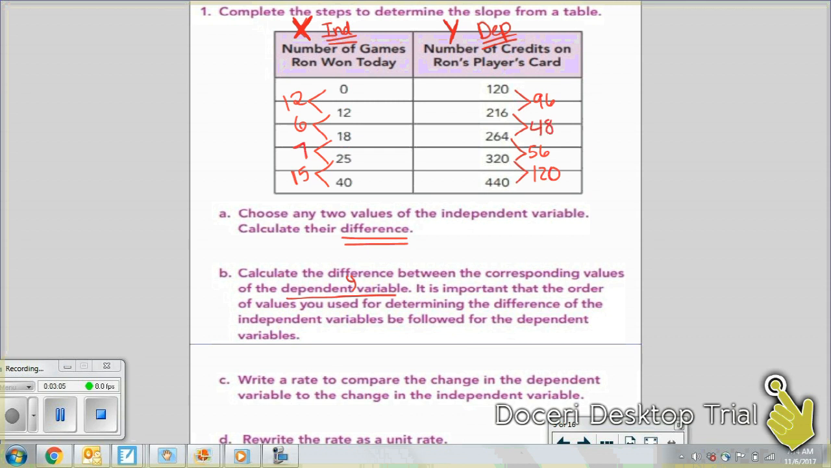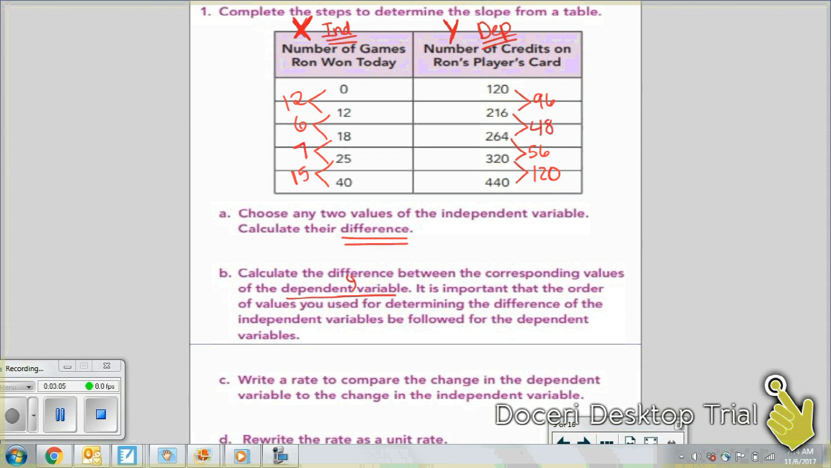All right, so let's look down now at C. Here's where it gets good. So down at C, and when I stop, you're reading the next word, so everybody following along, because there's a word I want you to see in here. So you guys are going to be saying a very important word. So you're following along on C. Here we go. Write a rate to compare the change in the dependent variable to the change in the independent variable.